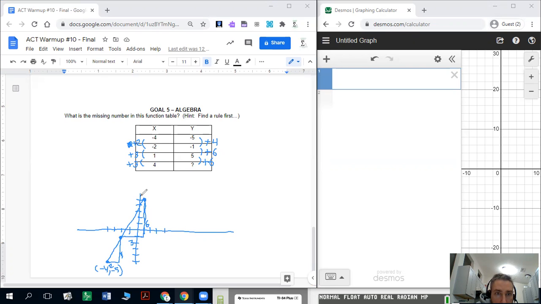So that's 5, 6, 7, 8, 9, 10, 11. So that seems about right. Oops, over here. So 5 plus 6 is 11.